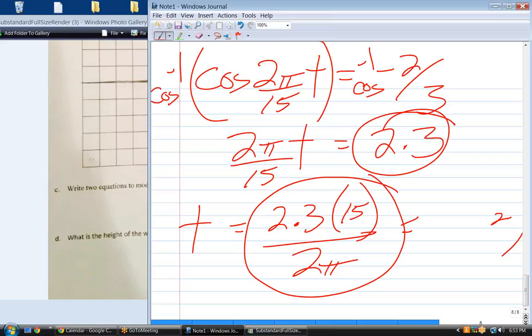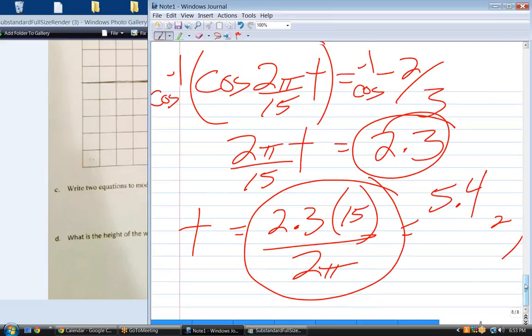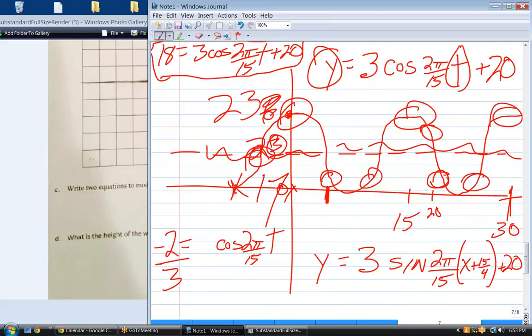Try this again on your calculator. You're going to need to use parentheses around the denominator. Oh, okay. So it's 2.3 times 15 divided by parentheses 2 pi in parentheses. 5.4. Okay, that makes more sense. So if I go back to my picture, that means that's at 5.4 right there.